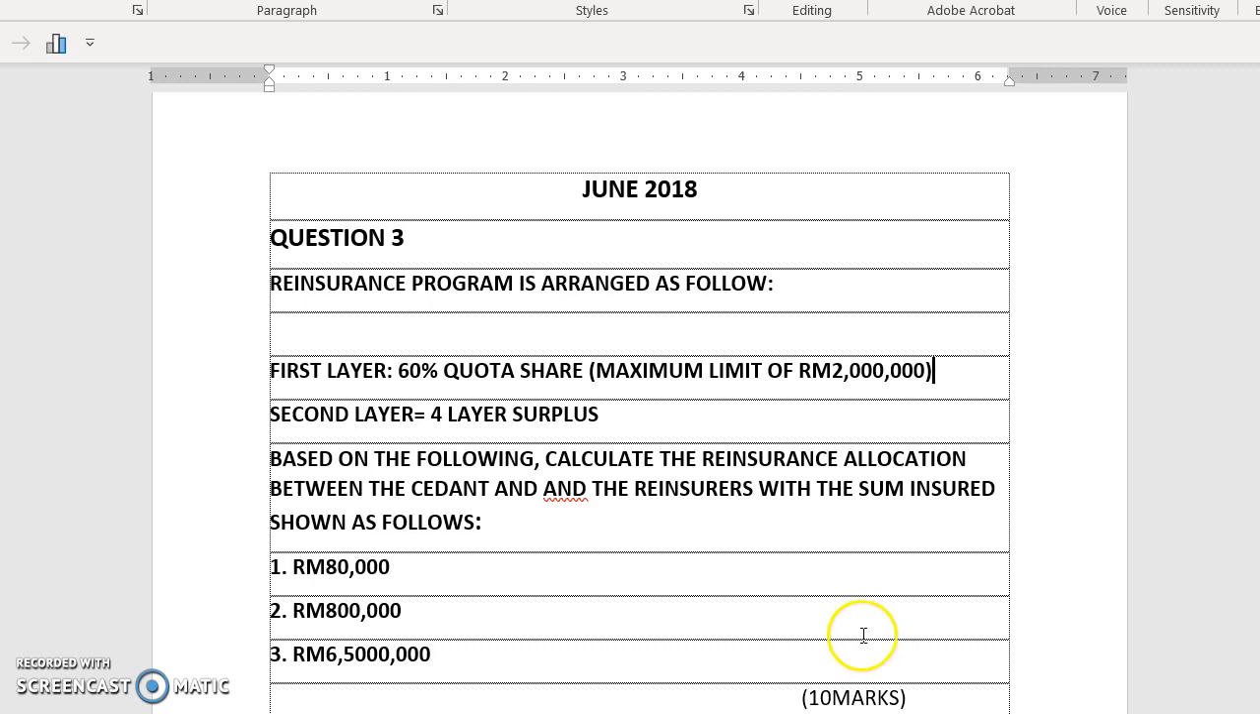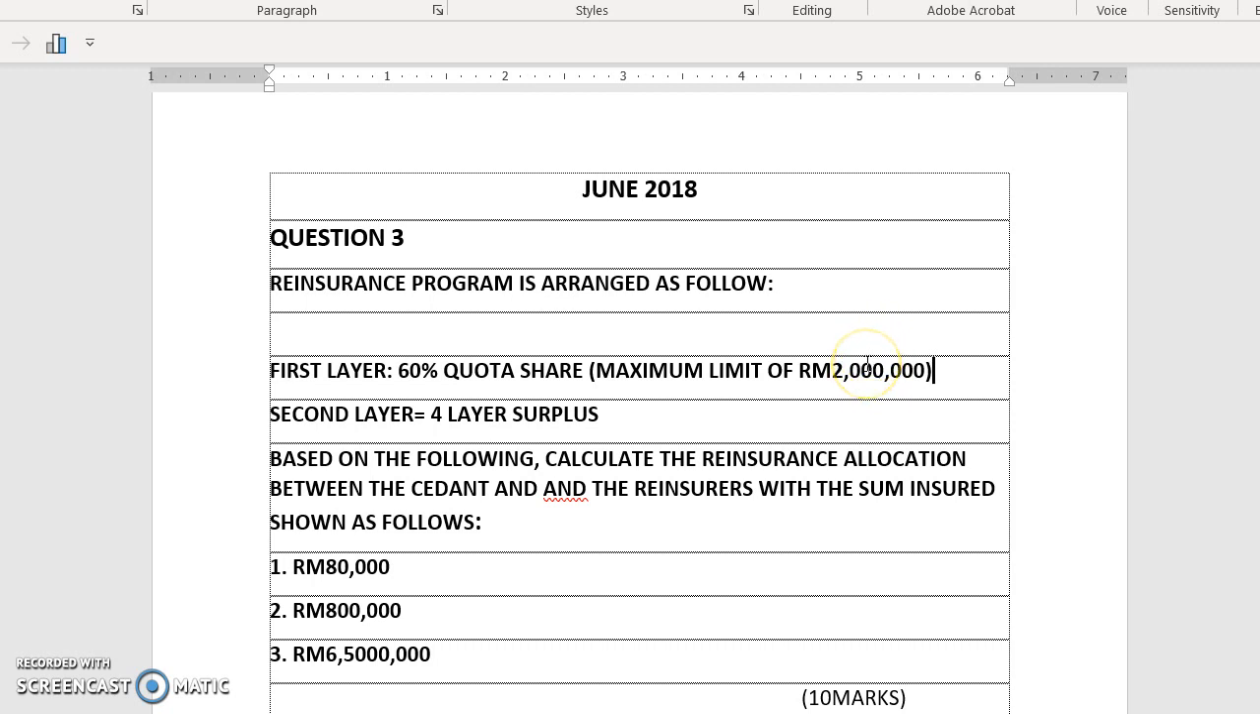So for today we will do the exercise from the past year question, June 2018, question number 3. We will look first at the question. Based on this question, they already arranged the reinsurance program as follows. For the first layer, they have a 60% quota share, with the maximum amount of losses being 2 million.